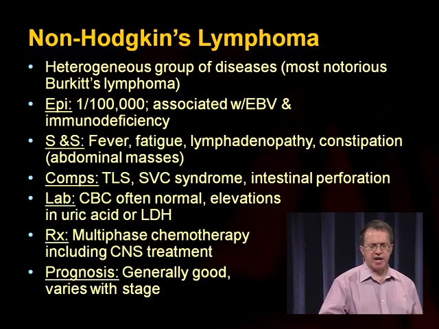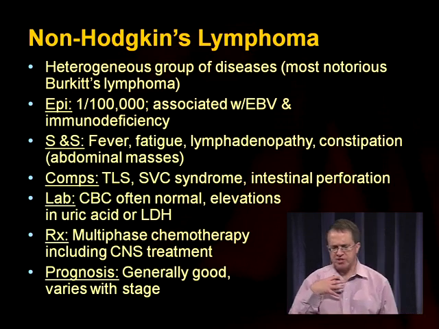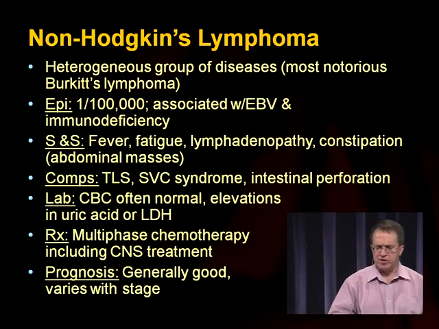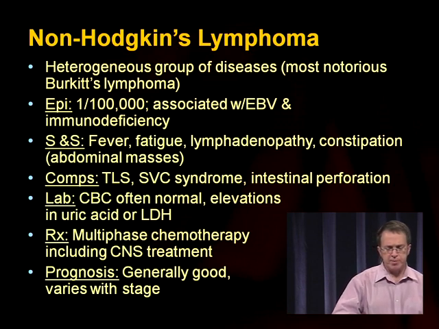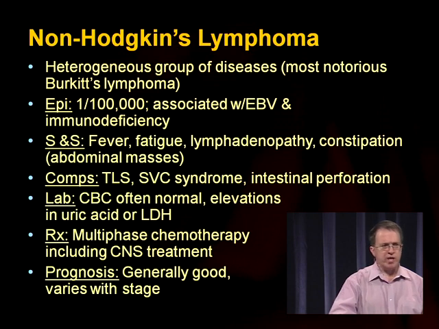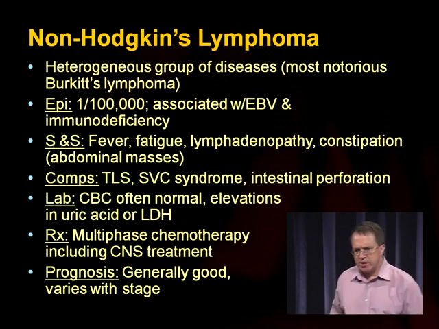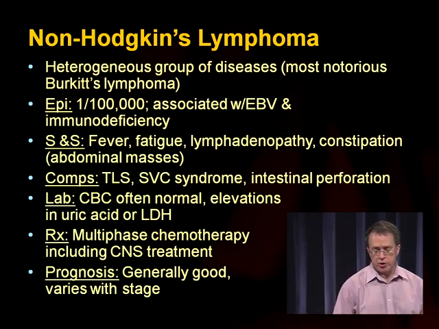These are patients that can get in trouble with TLS, tumor lysis syndrome, or if the masses are up in the mediastinum, they can have severe vena cava syndrome. And, when you see it, you'll never forget it, intestinal perforation from one of these tumors, leading to kids being incredibly sick. The CBC can be normal. There can be elevations in uric acid or LDH, again, just from cell turnover. They're treated with chemotherapy. They're treated like leukemias in that you have to treat the CNS with spinal or intrathecal chemotherapy. And in kids, their prognosis is actually pretty good, though it varies some with stage.